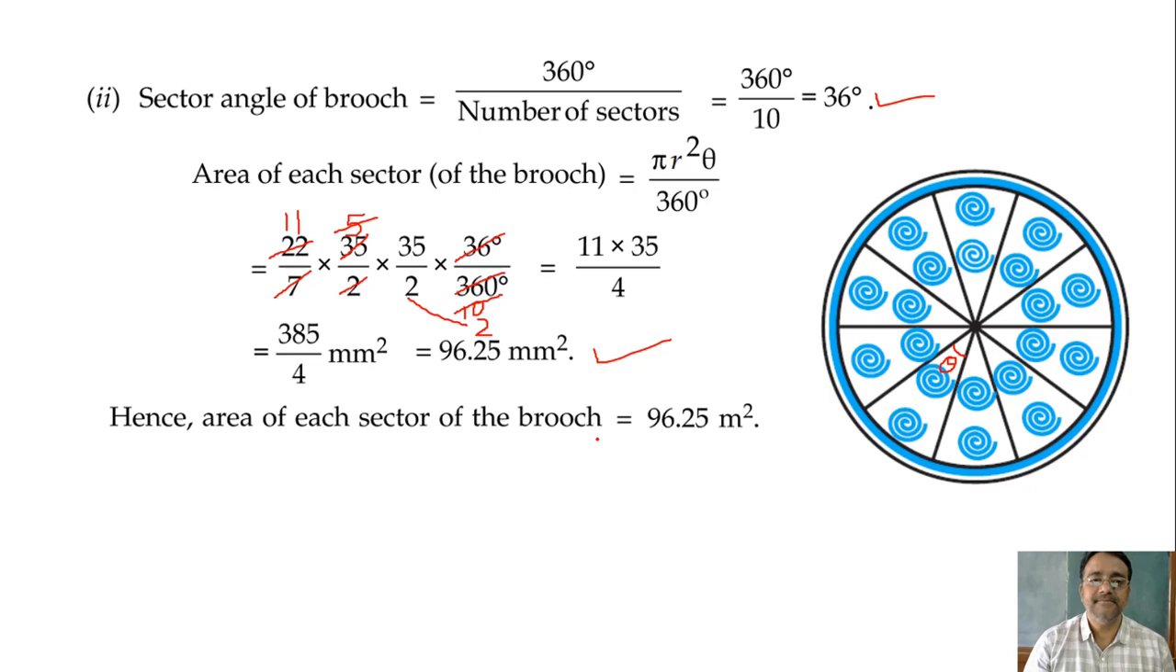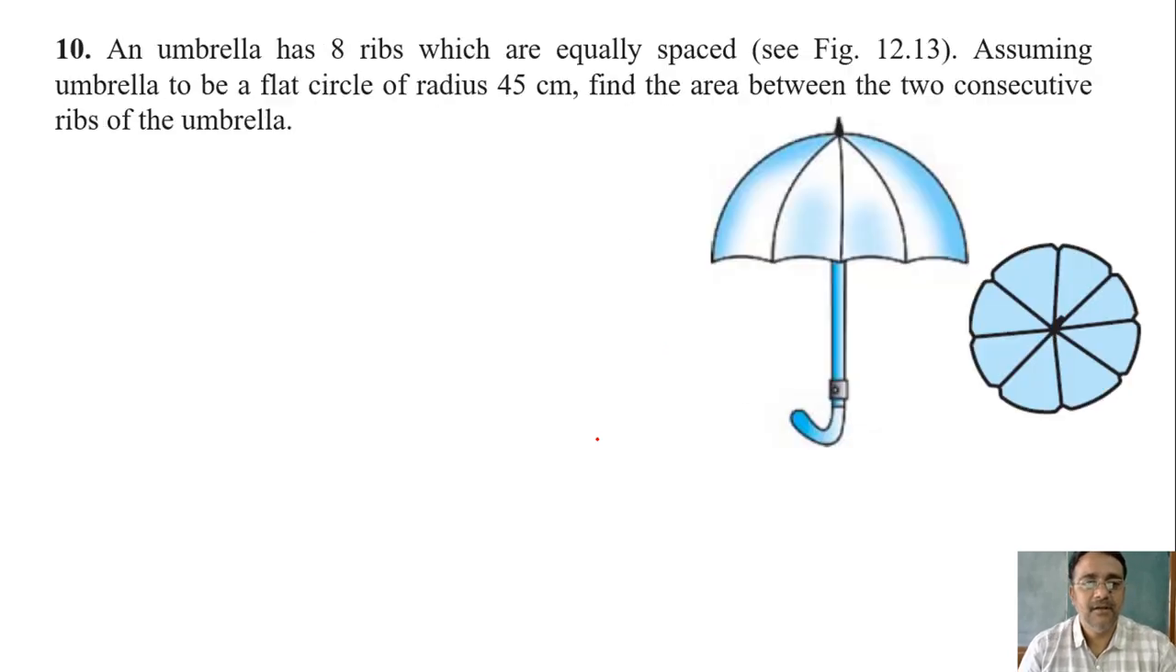Any doubt in this question? No, sir. Okay, now we'll move towards next question, question number 10. An umbrella has 8 ribs which are equally spaced. See this figure. Assuming umbrella to be a flat circle of radius 45 centimeter, find the area between two consecutive ribs of the umbrella. तो ये जो ribs है, दो ribs के बीच का जो area है, that is nothing but that is area of sector.